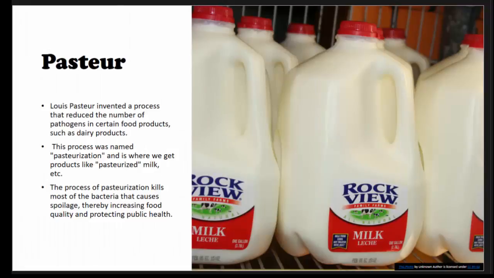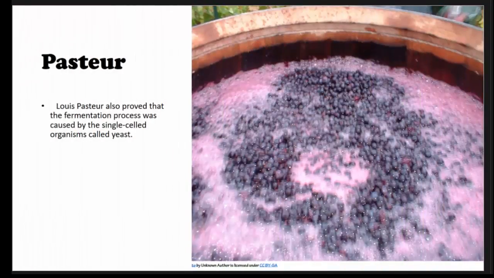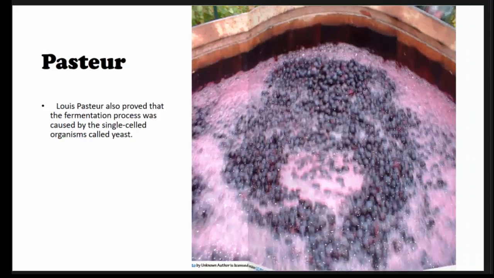Louis Pasteur invented a process that reduced the number of pathogens in certain food products, such as dairy products. This process was named pasteurization, and is where we get milk products like pasteurized milk. The process of pasteurization kills most of the bacteria that causes spoilage, thereby increasing food quality and protecting public health. Louis Pasteur also proved that the fermentation process was caused by the single-celled organisms called yeast.